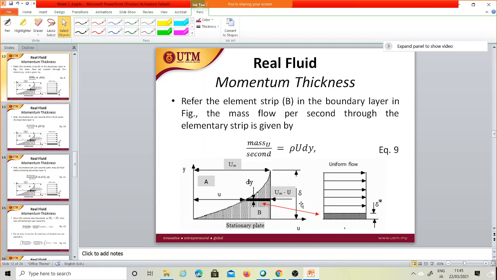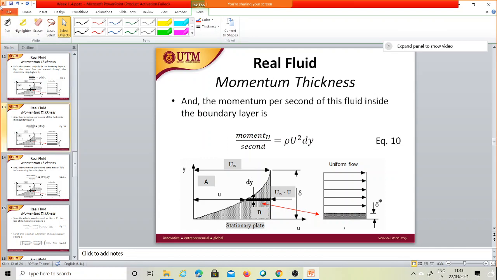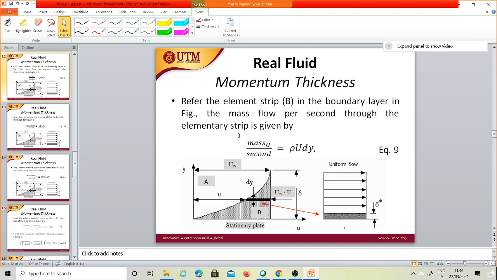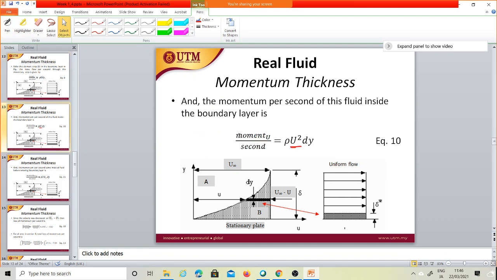So sorry, this is the mass flow rate. In case of momentum, you need to consider multiplying by u, because the mass flow rate multiplied by u will give you the momentum. So you can see the difference here: rho u dy in one case, in this case rho u square dy.